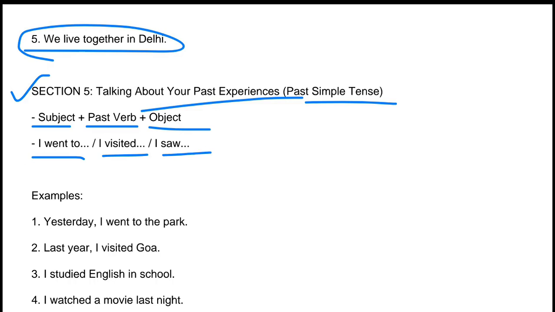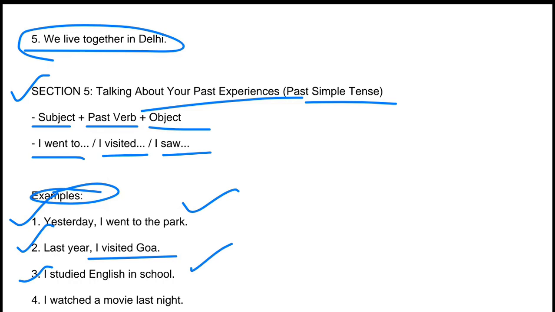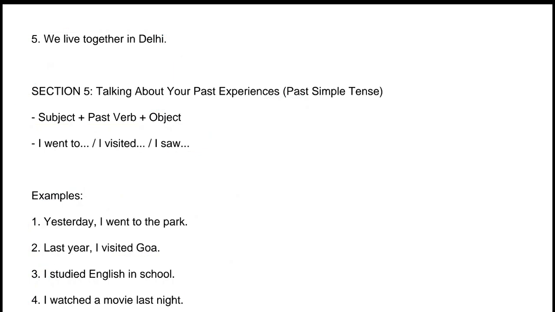I saw a boy there. I saw a girl there. I saw a kid speaking English from ZB language lab, for example. Examples: yesterday, I went to the park. Last year, I visited Goa. I studied English in school, but I did in college. I watched a movie last night.